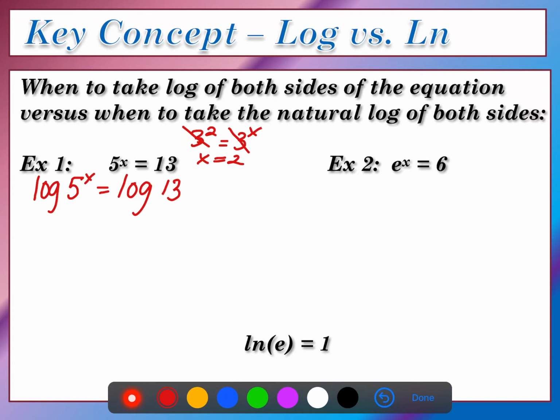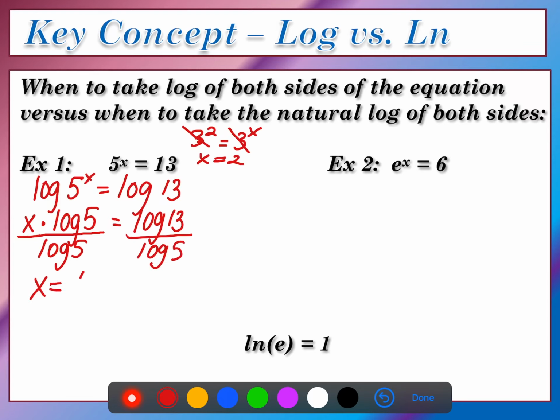So I'm going to take this x in my exponent, and using the power property, I can turn the exponent into a coefficient. So this actually becomes x times common log of 5, which equals log of 13. Well, now I can solve for x. I can get this by itself. I'm going to divide by log 5.